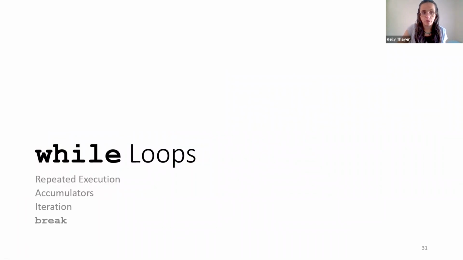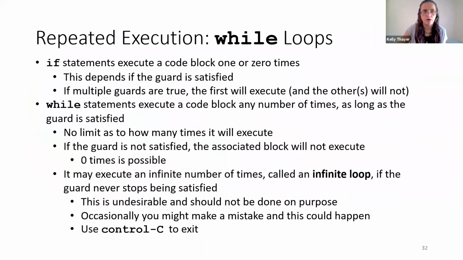All right, so that brings us to the while loops. Repeated execution is what we use while loops for. If statements are going to execute a block of code 1 or 0 times. This depends if the guard is satisfied, and if multiple guards are true, the first will be executed and the others will not be. A while statement is used for a slightly different purpose. It's used when you have a statement executed a code block any number of times as long as the guard is satisfied. So you want to continue doing it until something changes.